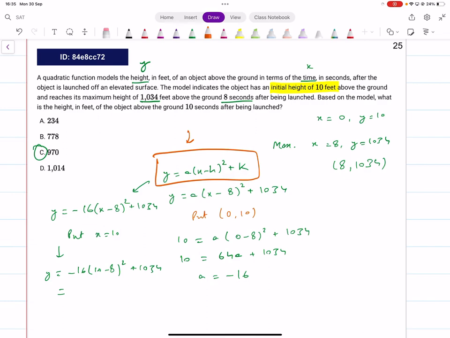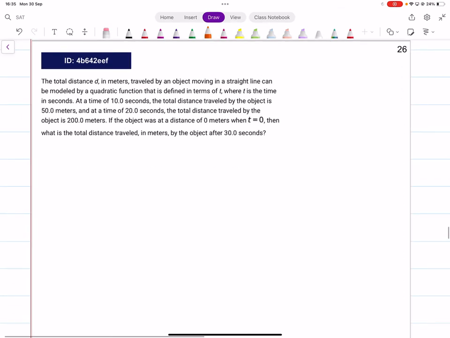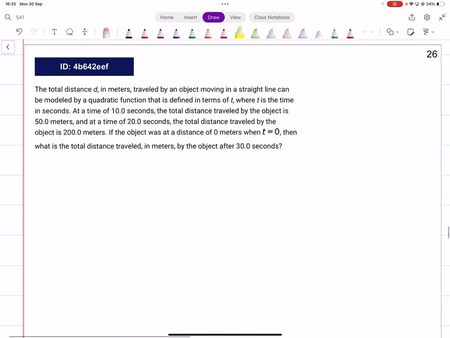26. Achha, we have more questions abhi. 26. The distance d in meters traveled by an object moving in a straight line can be modeled by a quadratic function that's defined in terms of t, where t is the time in seconds. At a time of 10 seconds, the total distance traveled by the object is 50 meters. And at 20 seconds, the distance traveled is 200 meters. If the object is at a distance of 0 meters when t equals 0, then what's the total distance traveled in meters by the object after 30 seconds?